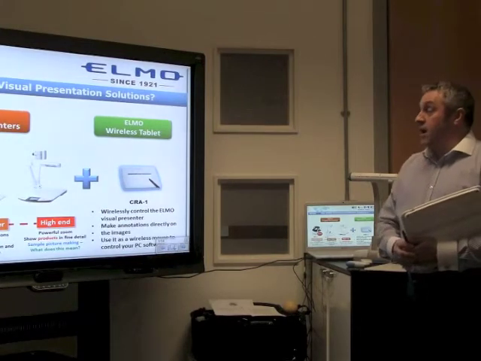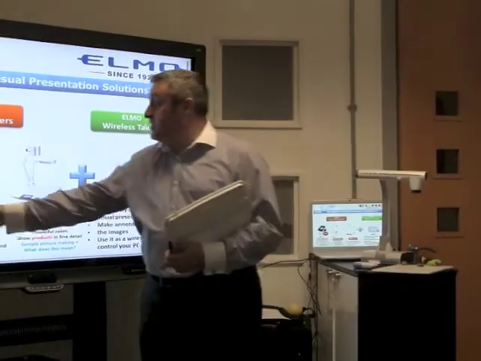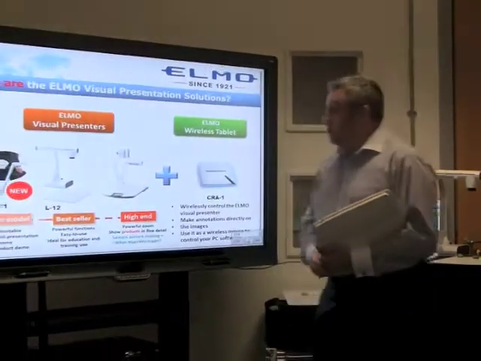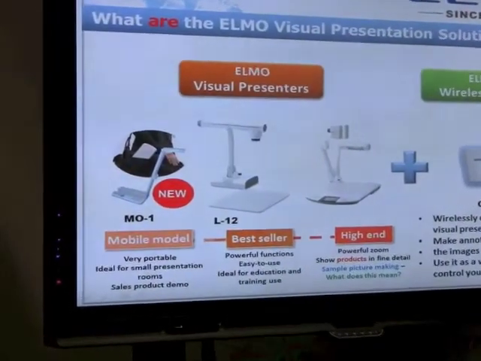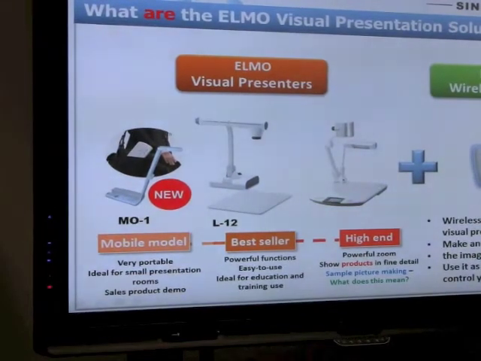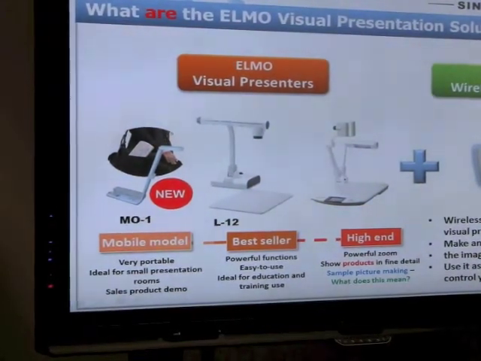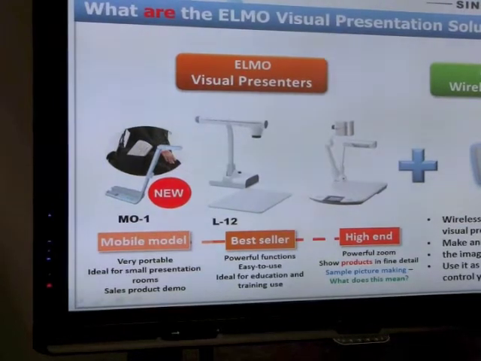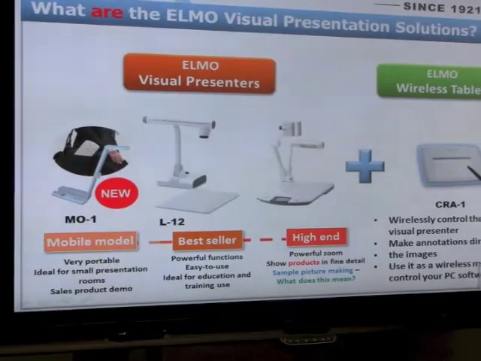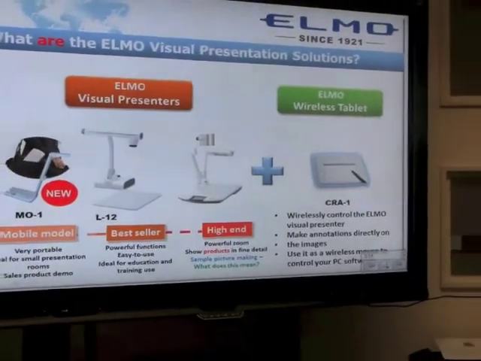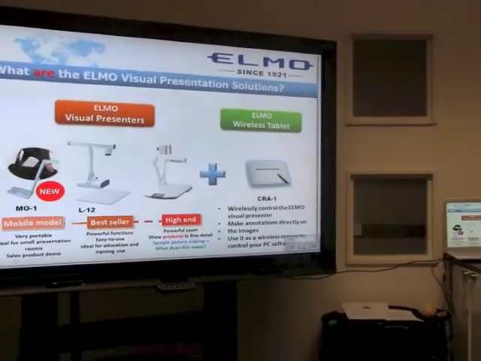Elmo has been producing visualisers now for about 20 years, so we've got a vast amount of experience in that area. What I'll hopefully show you before we finish as well is our latest visualiser, which is our ultra portable visualiser, which is about the size of a business envelope, and very light as well. And you can see we move right through to our bestseller, the L12, and then through to high-end visualisers. So that range of visualisers can be used in all sorts of departments for lots of different uses.